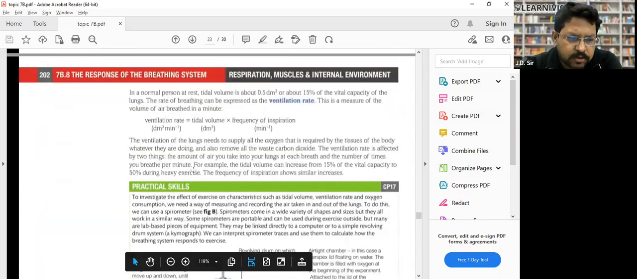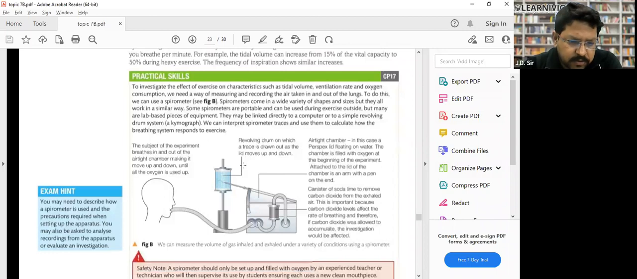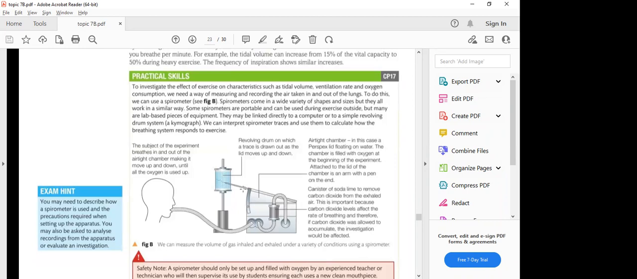There is one more thing. There is a practical skill. What is that? Investigating exercise. I tell you, that's how the lungs are checked. So you have to go through it. There are some equipment we have. You'll get these equipments. Yes, this will come in the Unit 6 paper.